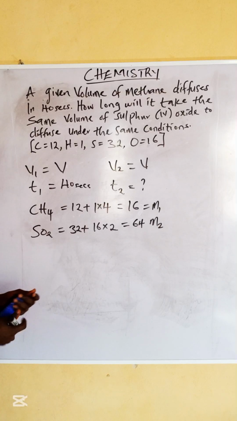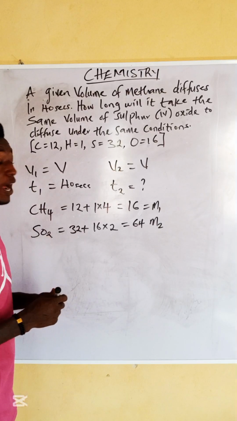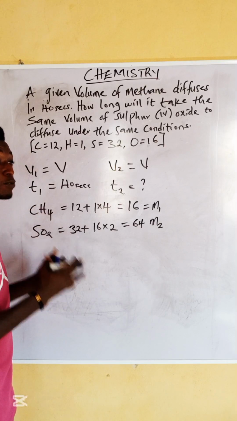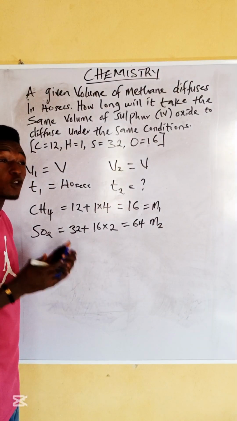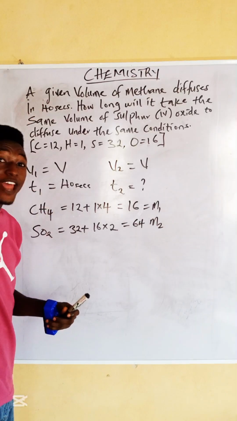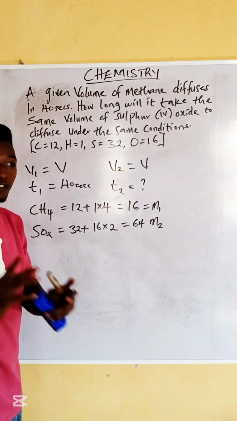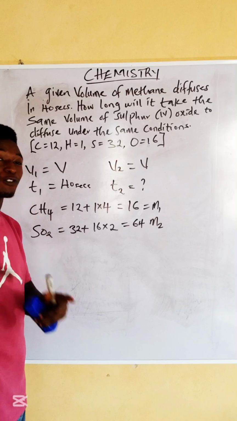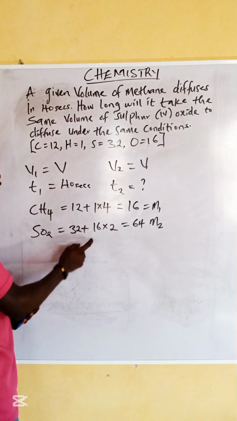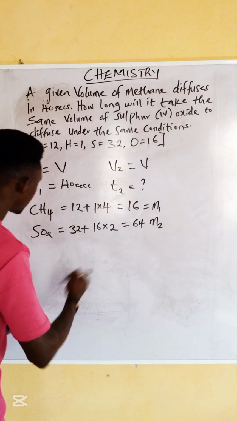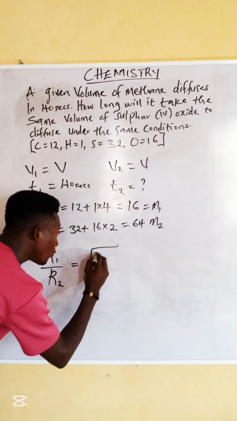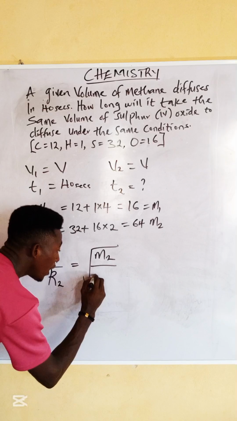Now, if you remember, in Graham's law of diffusion, what is the formula? Remember what Graham's law of diffusion states: that at constant temperature and pressure, the rate of diffusion of a gas is inversely proportional to the square root of its density. You can use it in terms of density, or you can use the square root of its relative molecular mass. Here, because we are given the relative molecular mass, not the density, we use relative molecular mass, and this is what it says. R1 over R2 equals the square root of M2 over M1.